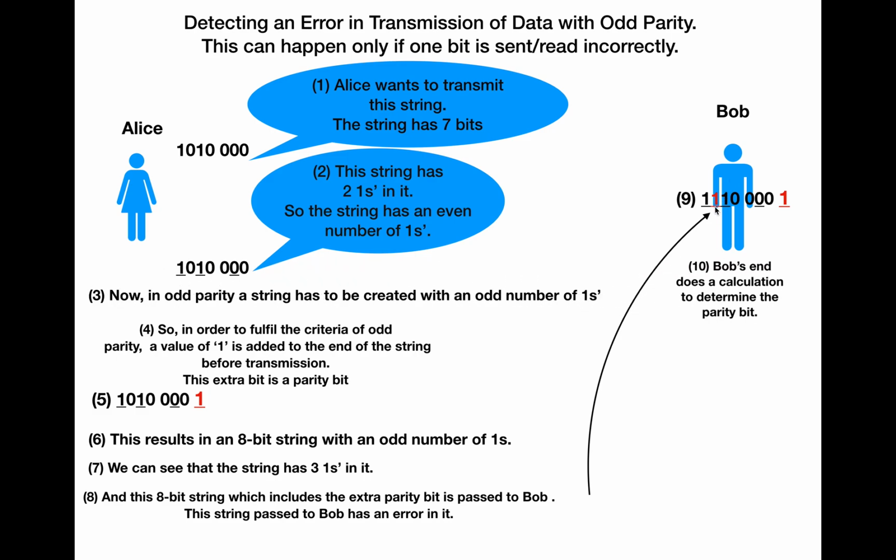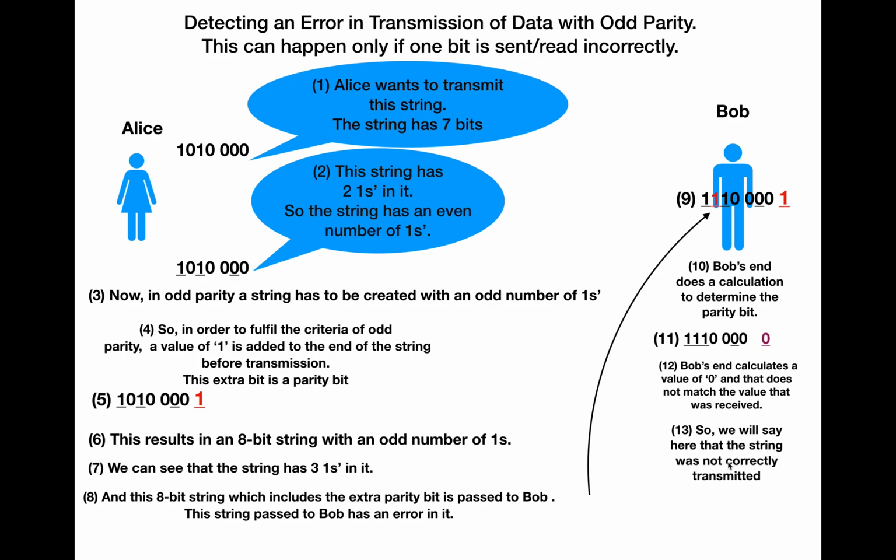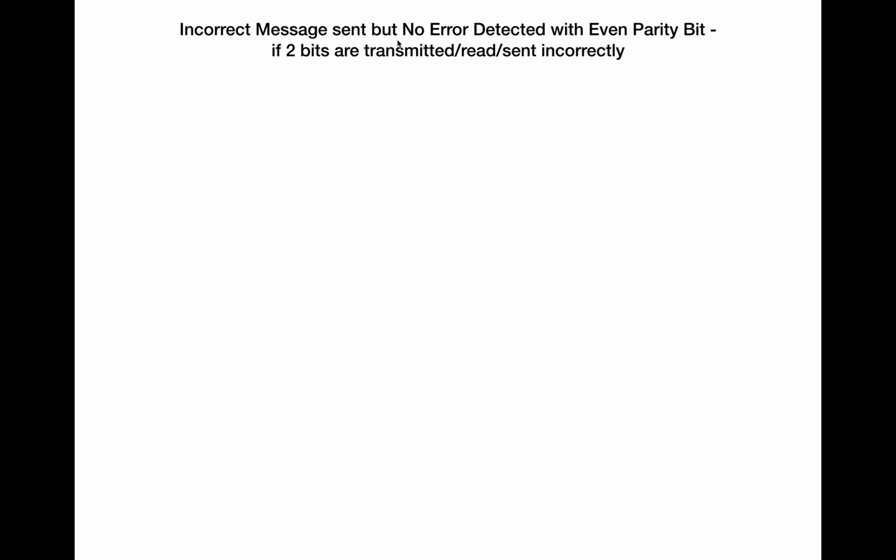Now Bob does a calculation to determine the parity bit, and at his end the parity bit is supposed to be a 0. This 0 does not match the 1, so we say the string was not correctly transmitted. So if one bit of the binary string is sent incorrectly, then the computer can pick up the error. We are using parity bits here to detect an error in transmission, but this error can only be detected if one bit is incorrectly transmitted. An incorrect message is sent here, but no error is detected with odd parity if two bits are sent incorrectly.